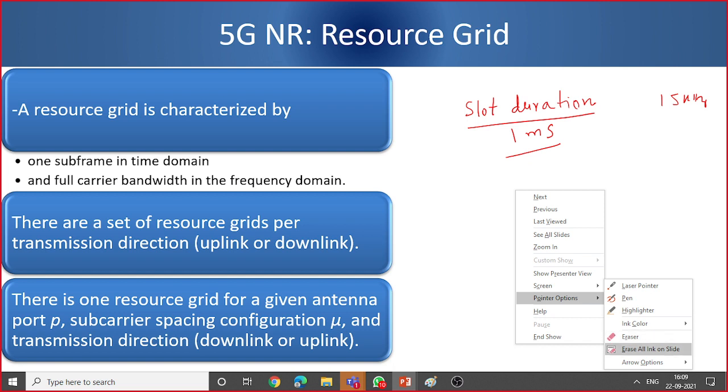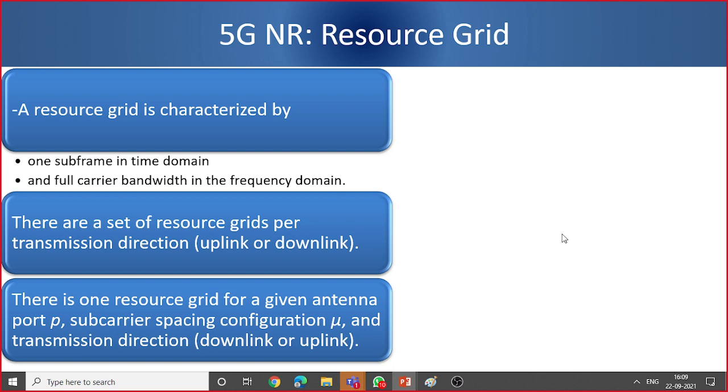So basically, you may recall that there will be multiple transmission layers, right? There will be many beams. Antenna ports will be used to transmit those beams, or you can have multiple layers of transmission on different frequency bands. So every antenna port, whatever signal is being transmitted for a set of users, will have a unique resource grid. It's natural.